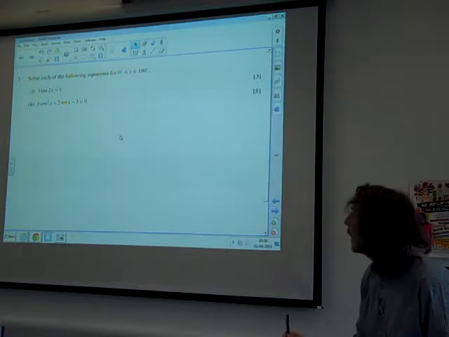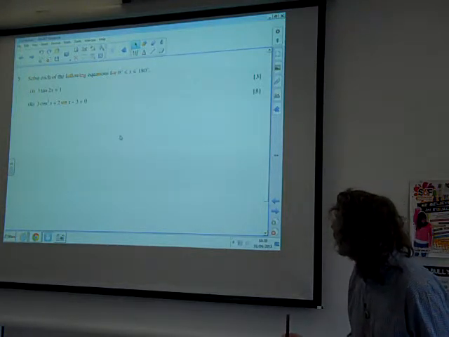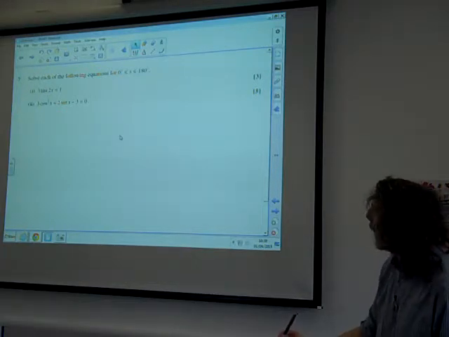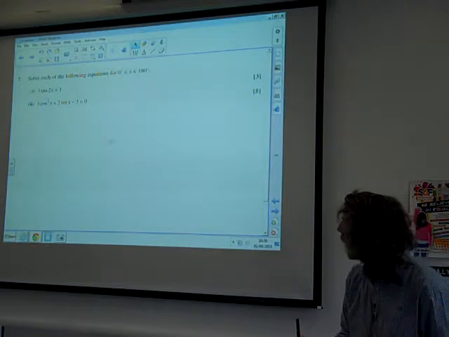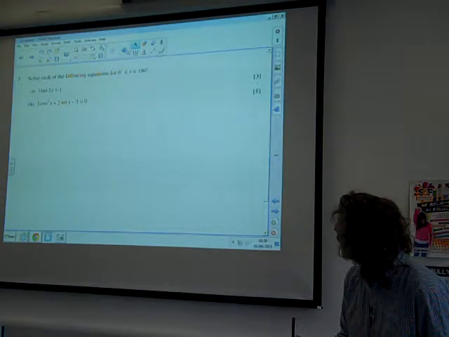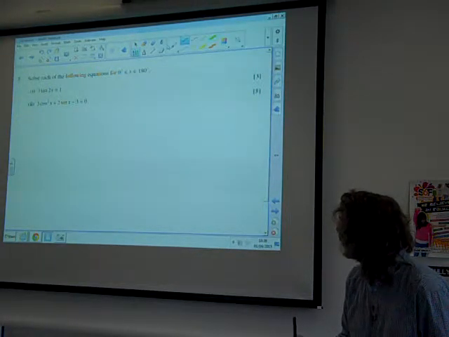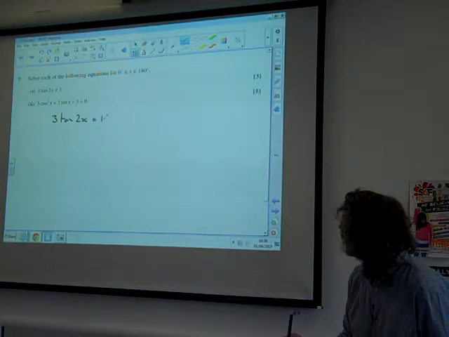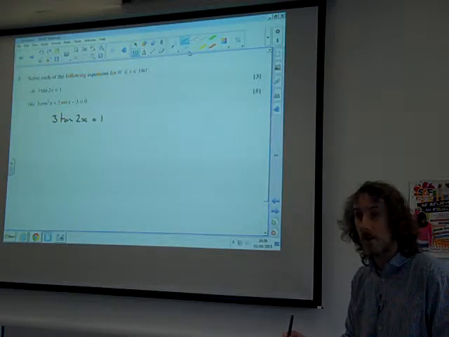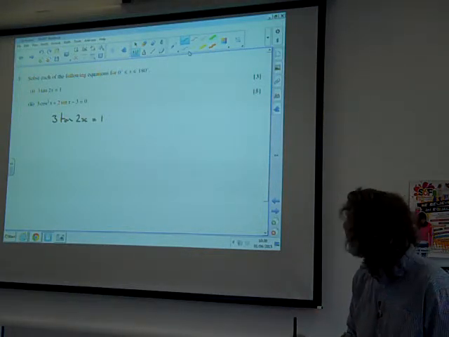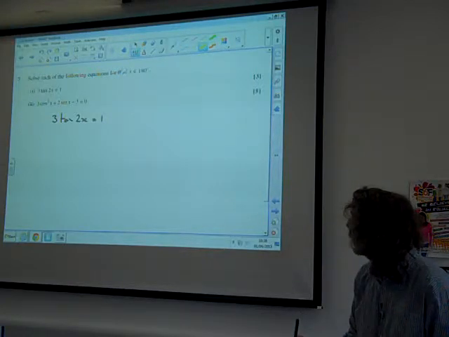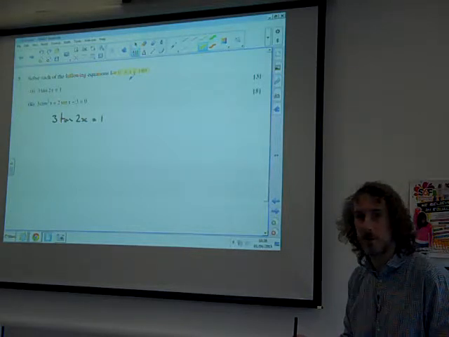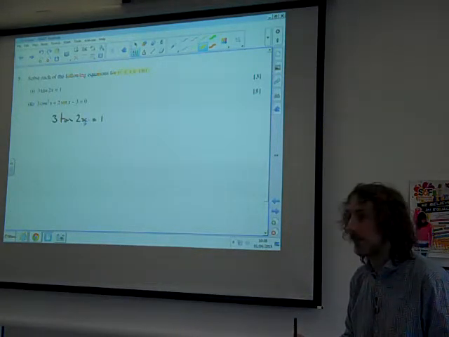So question 7. Solve each of the following equations for 0 to 180 degrees. 3 tan 2x equals 1. Notice we've got to always check what we're looking for in terms of the x values. So there we've got x just between 0 and 180. That's quite important, isn't it, to look out for that first.